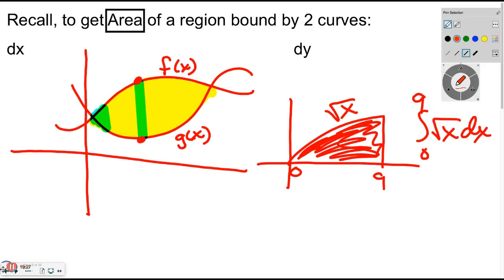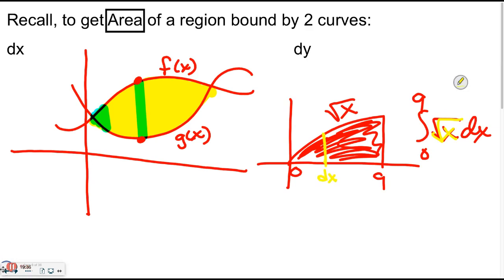What that does is the f of x is the height of the rectangle. The dx is the depth. And if I added up an infinite number of these rectangles from left to right, making their dx approach 0, so their depth approach 0, I will get the exact area under the curve.